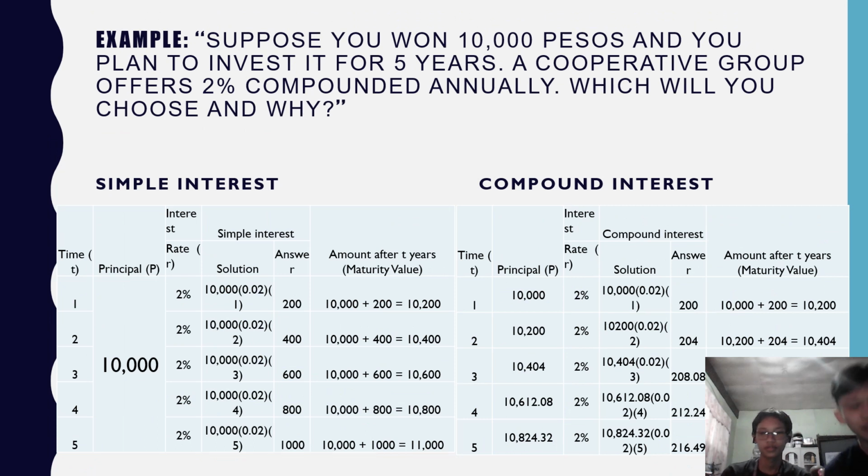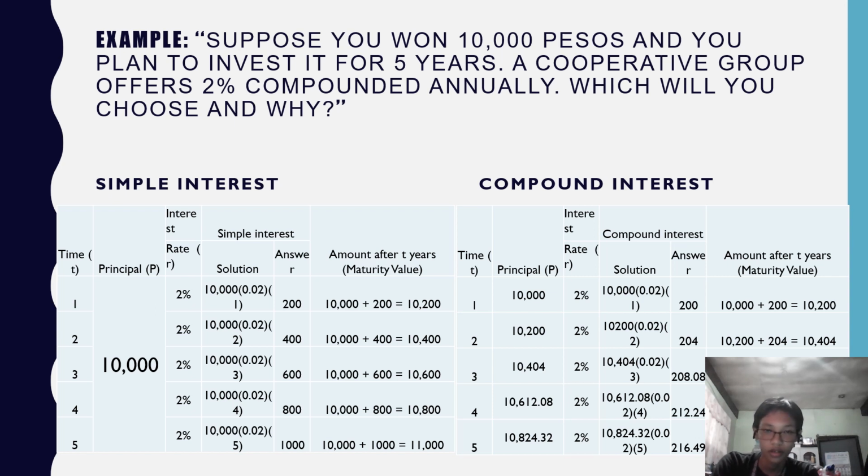Okay, so we're going to compare simple interest and compound interest. You can clearly see the difference. What would you choose? The question is, which will you choose and why? For me, I will choose compound interest because compound interest has a higher maturity value than the simple interest.